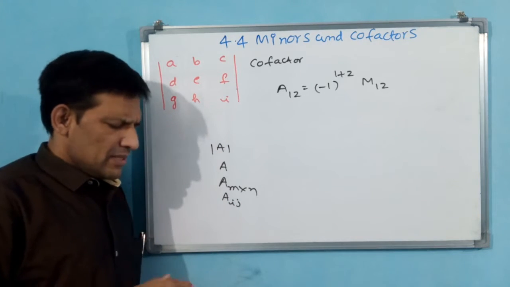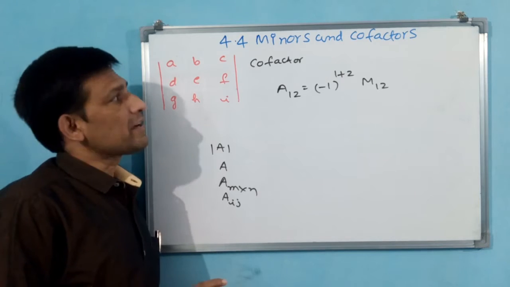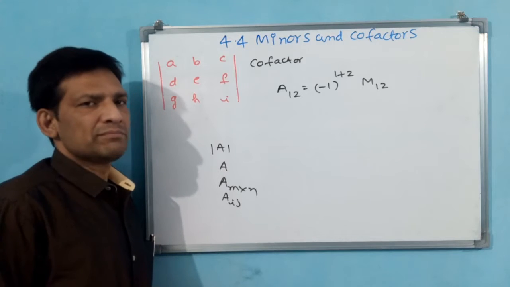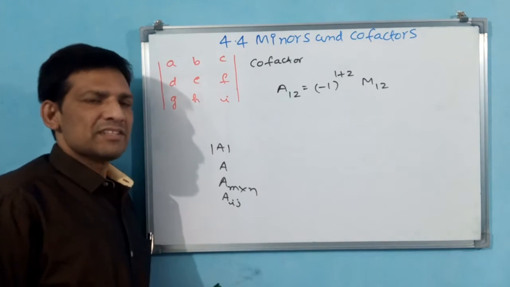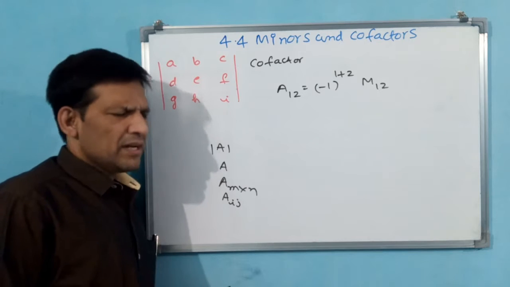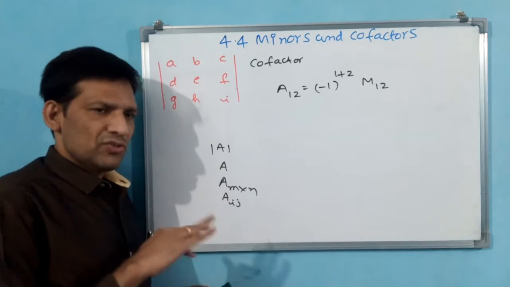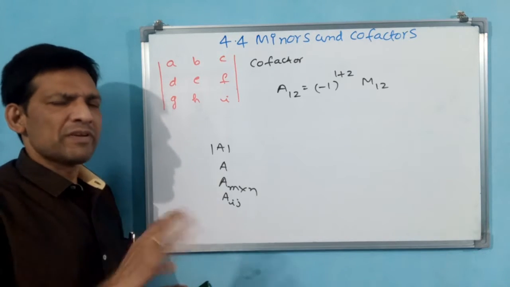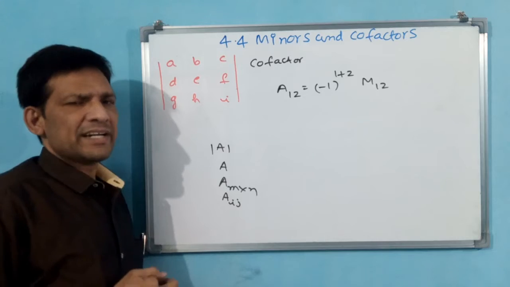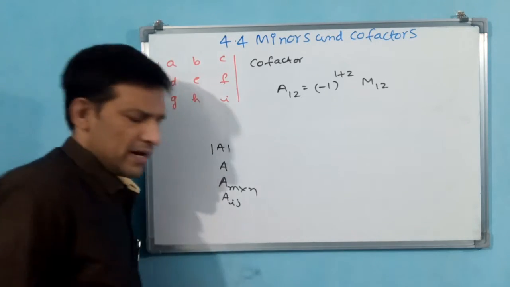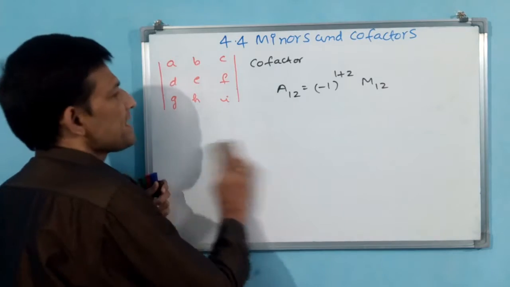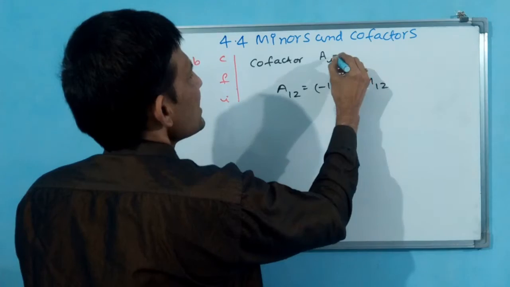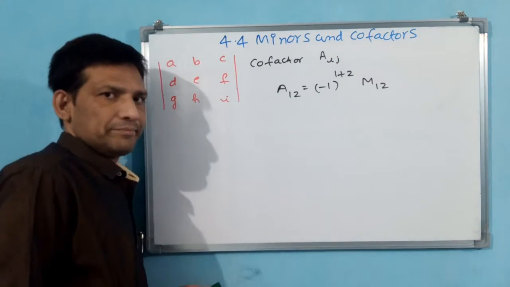About the notation: for the minor we have gone for M, then why have we gone for A rather than C? Cofactor means C should come, but C is already used for column, C1, C2, C3, like that. So we have given Aij for cofactors. Aij means cofactor, with ith row, jth column.